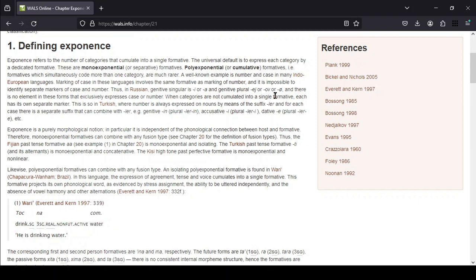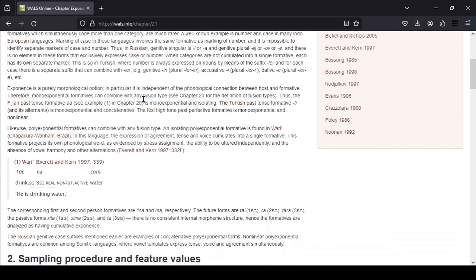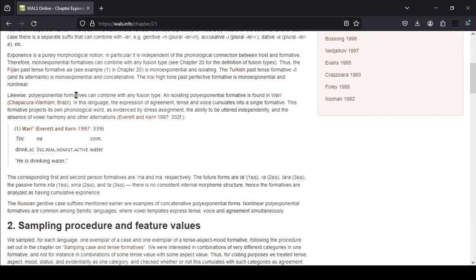When categories are not cumulated into a single formative, each has its own separate marker. This is so in Turkish, where the number is always expressed on nouns by the suffix -lar, and for each case there's a separate suffix that can combine with -lar. Genitive -in to make -larin, accusative -i, plural -lari, dative -e, plural -lare, etc. I should probably say it like -ler. Whatever, it doesn't matter. I'm not actually trying to speak the languages, they're just explaining something.